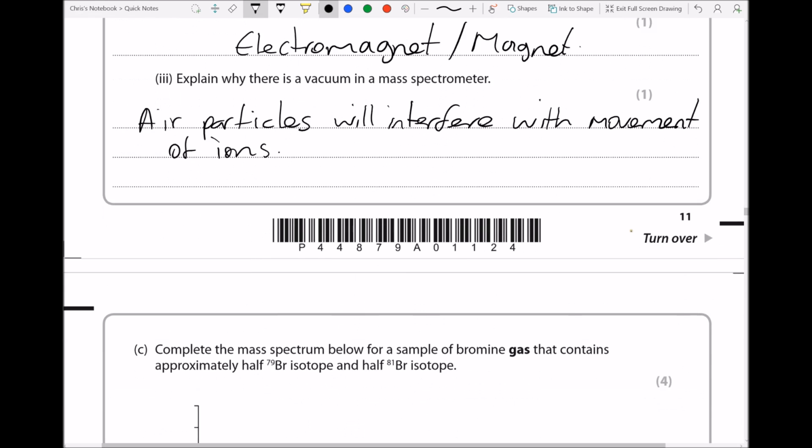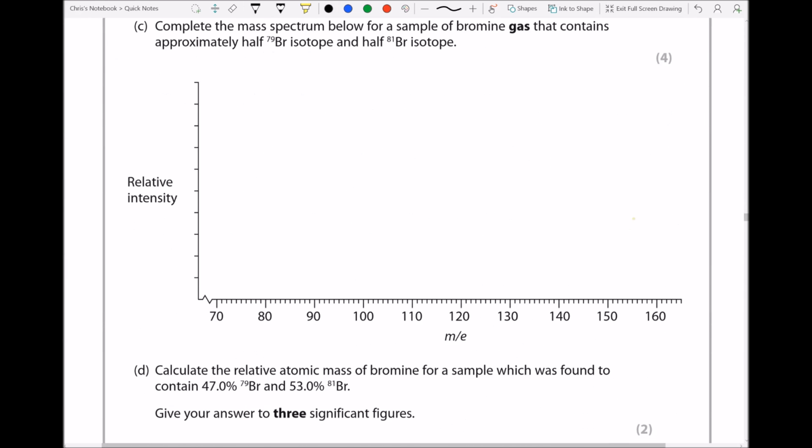Right. Straightforward so far. I hope so. Right. And then we get onto this. Spoke too soon. Right. So this is part C. So complete the mass spectrum below for a sample of bromine gas that contains approximately half 79Br isotope and half 81Br isotope. Right.